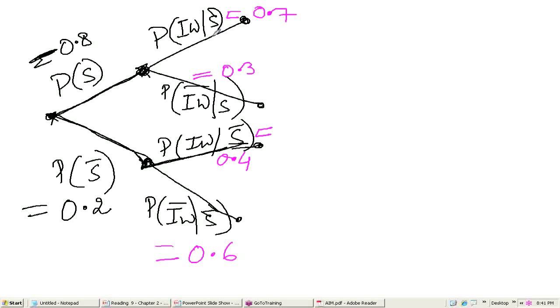So what we have is 4 nodes as of now. This is node 1, this is node 2, this is node 3, and this is node 4. So you have 4 nodes over here: 1, 2, 3, 4. Now if you see node 1, what does this node 1 signify?